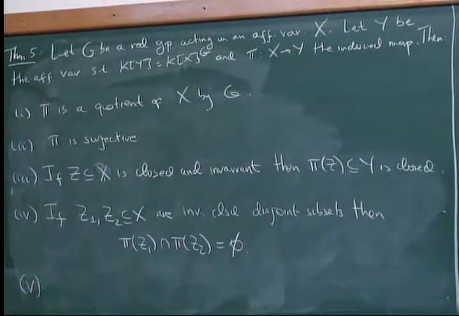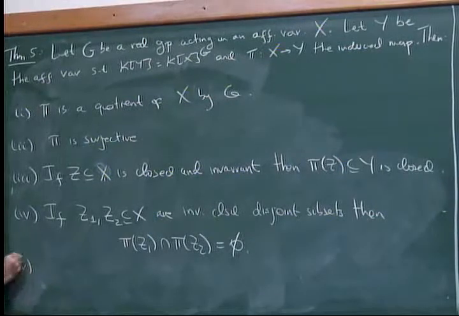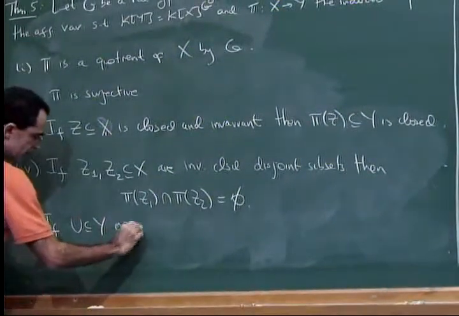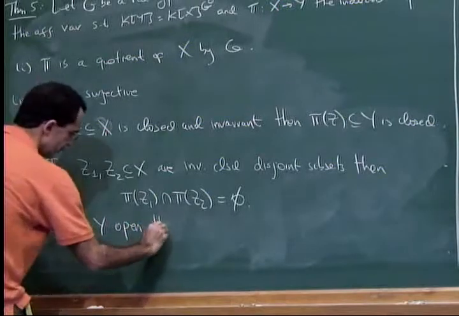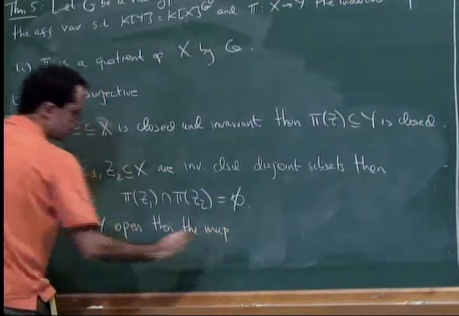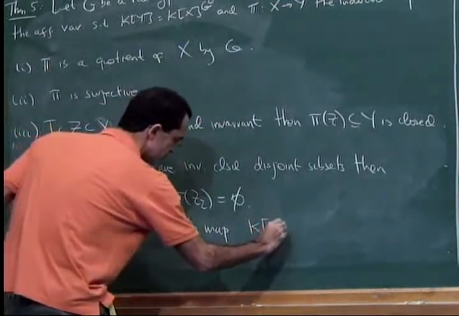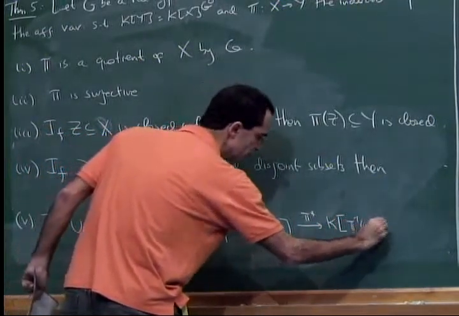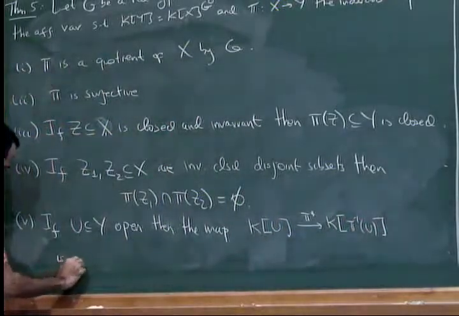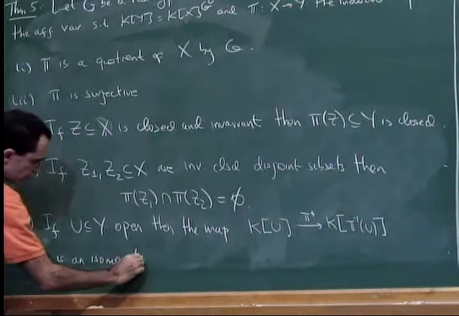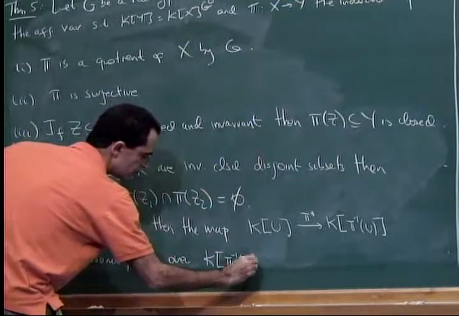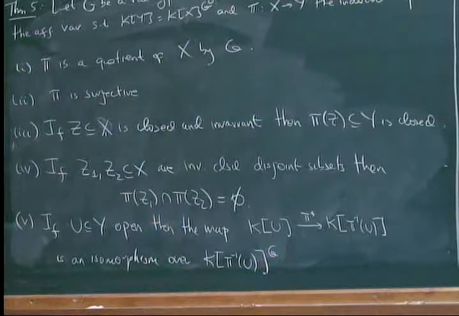And fifth, a little bit upwards. If we have an open subset, then the map that takes regular functions on U to regular functions on pi minus 1 of U is an isomorphism over the ring of invariant functions. Okay? So that's an important property, right?